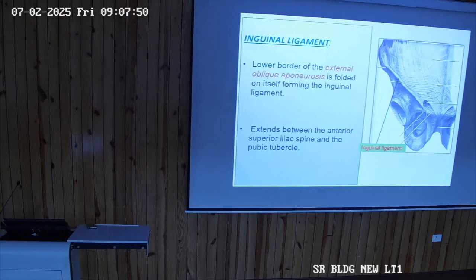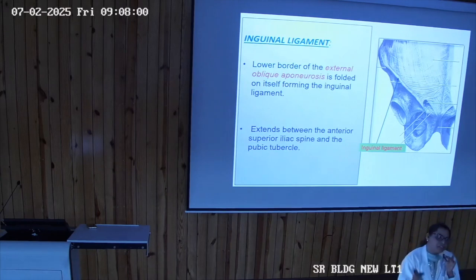First of all, just revisit the inguinal ligament, because there are certain structures, or I would say certain extensions of the inguinal ligament, which are included in the floor of the inguinal canal, or they are located in the other boundaries also. So what is the inguinal ligament? The exact definition: it is the lower border of the external oblique aponeurosis which is folded upon itself, forming the inguinal ligament.